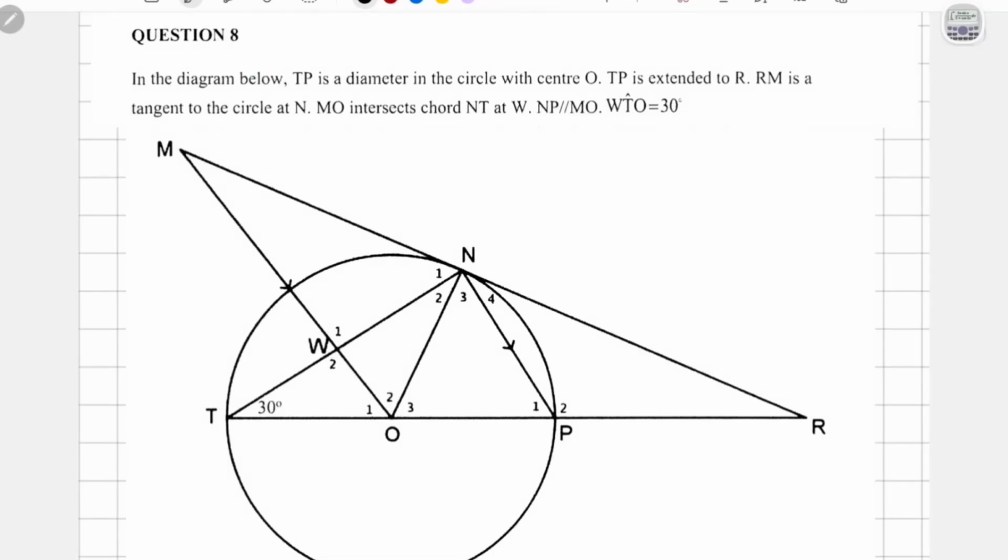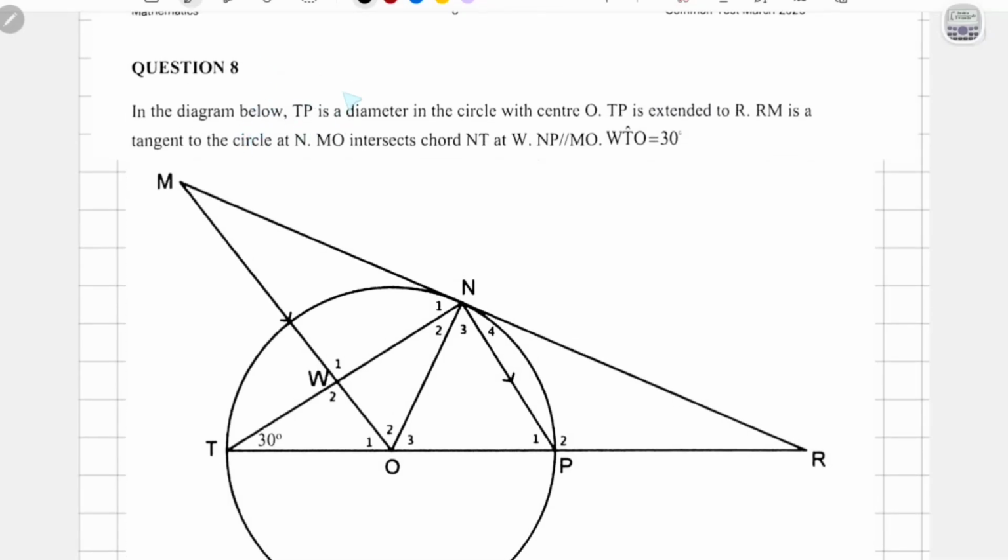So now we're on question 8, and question 8 says, in the diagram below, TP is a diameter in the circle with center O. TP is extended to R. Then they tell us that RM is a tangent to the circle at N. So here's RN being RM, really. Okay, that whole thing is a tangent. And then MO intersects chord NT at W. And we are told that NP is parallel to MO. So that's another important thing to look at. And lastly, WTO, that angle is 30 degrees.